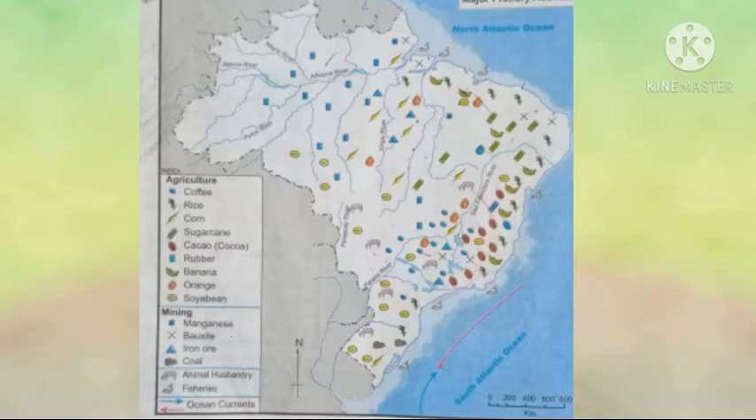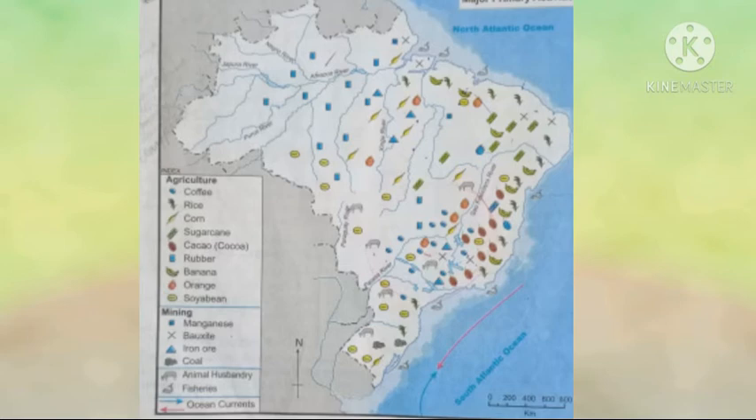And mining we can see in the southeastern part, like bauxite and iron ore. If you are observing the map, we can see that manganese is produced in the northeastern part of the country. In the same manner, in the central part, iron ore is also produced. And in the southern part, we can see the production of coal. And the last one, these two arrow marks, blue color and pink color, represent the ocean currents.